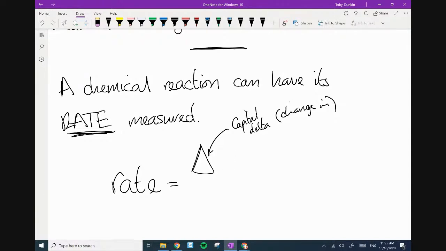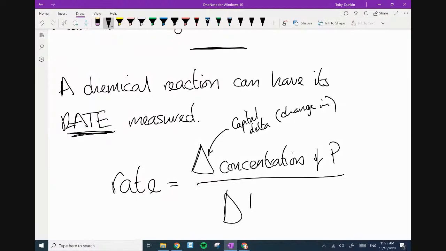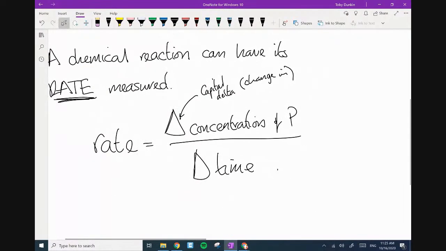I'll actually write those words down. Change in concentration of product over change in time. Now, just to also mention, you can actually do the change in concentration of reactants as well. We tend to prefer to measure products, but it's not always possible. So we can actually measure it in two ways: concentration of product or reactant. And you can add that little word, product or reactant.